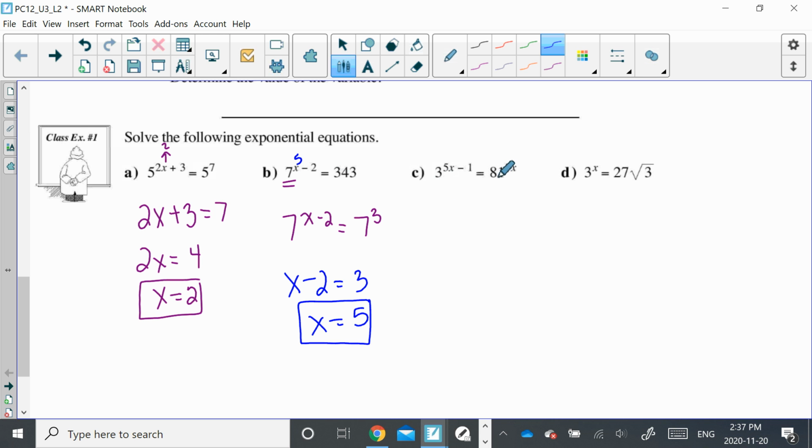We need the same base. Okay. So I've got base 3 here and base 81.